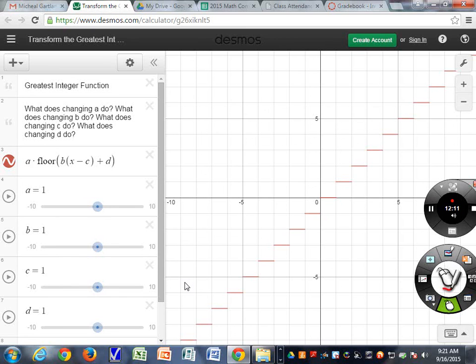So here's our greatest integer function. See how it looks just like what we graphed? Okay? See the red line, 0, 0. So what I'm going to do is let's make A negative 1, meaning the negative 1 is on the outside of our function. And look what happens. Okay? Now, what this graph doesn't show well are endpoints. So let's plot a couple of points by hand just to think about what's really happening there.